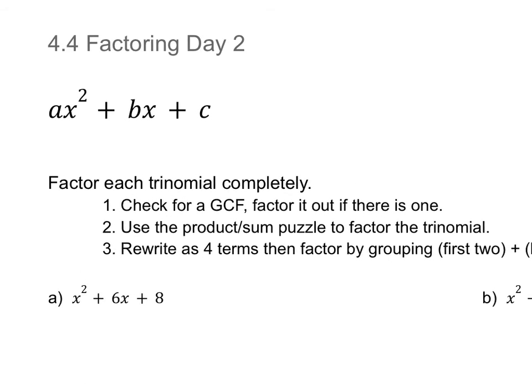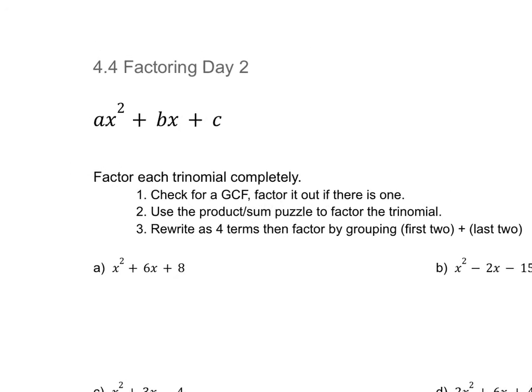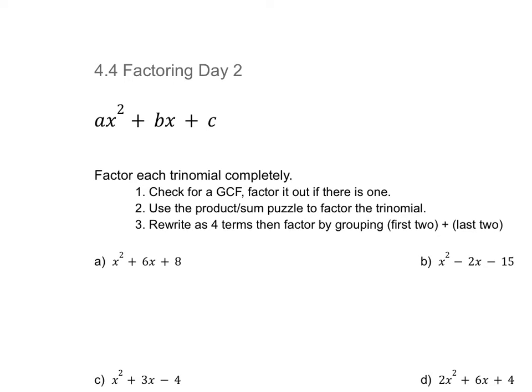Okay, so whenever you're doing this, of course, always look for a GCF, a greatest common factor, in all of the terms. If there is one, factor it out. If there's not, then go to the next step. The second step is to use the product sum puzzle to factor the trinomial, and then we're going to rewrite it as 4 terms, then factor by grouping like we did in the last lesson.